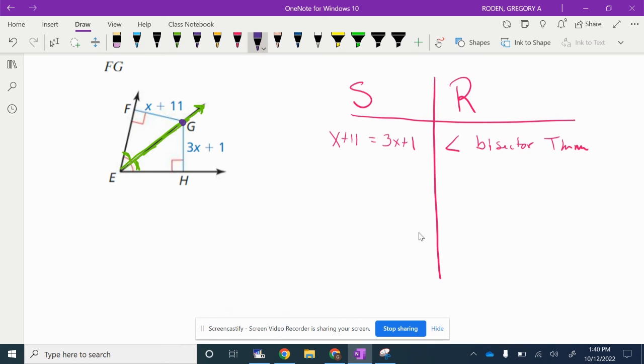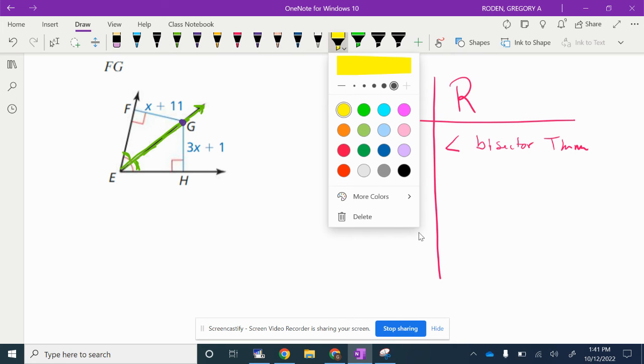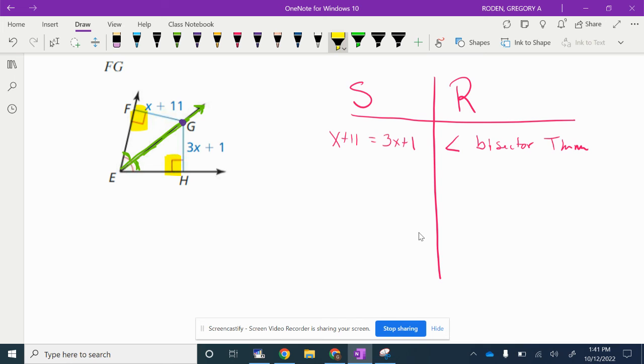Why is it important to have these right angles here, class? Let me highlight them there. It's very important that we have right angles. If we didn't have right angles, then we would not be able to do this. What's important about those? Because if GH is perpendicular, then if they're both perpendicular, they're both congruent.